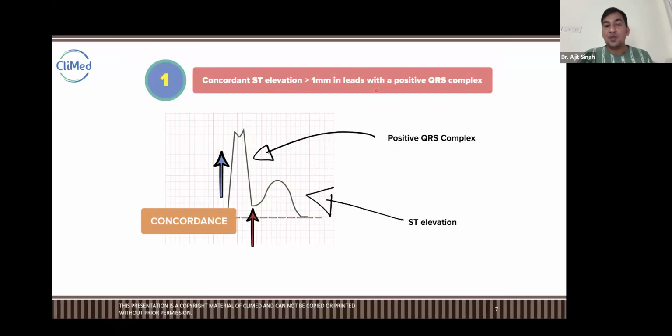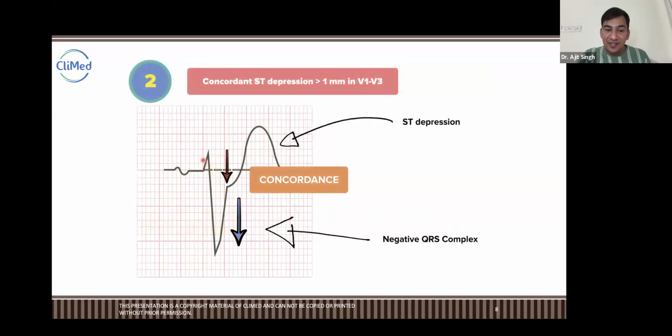Positive QRS is like this. It is going upside. ST elevation means the T is this and the QRS is upside. Normal QRS, positive QRS. The QRS is upside, right? This is positive concordance. This is a positive QRS complex, positive concordance. Understand?